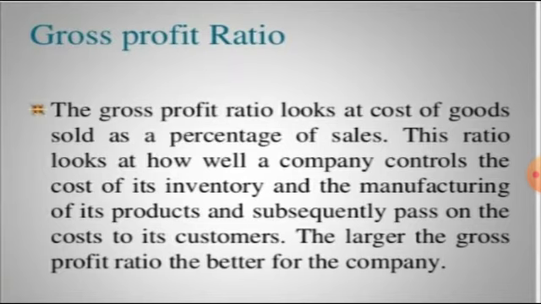Gross profit ratio. Gross profit ratio looks at the cost of goods sold as a percentage of sales. This ratio looks at how well a company controls the cost of its inventory and the manufacturing of its products, and how it passes on the cost to its customers. The larger the gross profit ratio is, the better for the company.